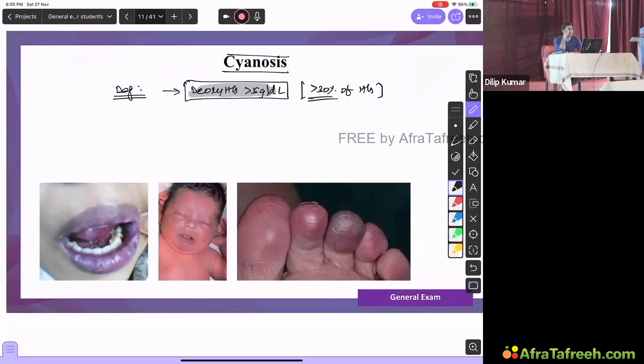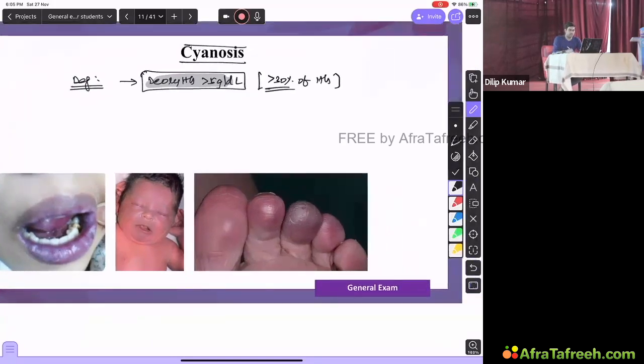This has a huge implication. Why? Because a person who is having severe anemia, what is the definition of severe anemia? Less than 8 or less than 7 grams per deciliter. So if a patient is having severe anemia, their deoxyhemoglobin can never reach 5 grams per deciliter.